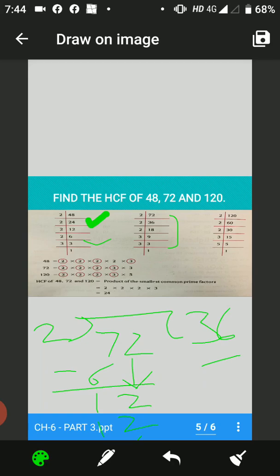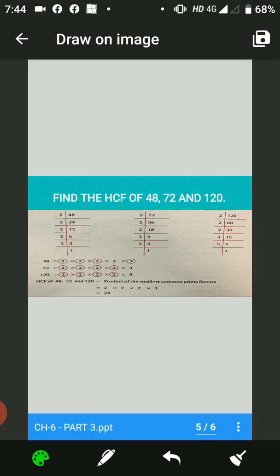Now you will see 36 comes in the 2 table. Yes, again you have to do the same method, and here will come 18. Now in the 2 table, 18 comes 9s are 18. So here comes 9. Now 9 comes in which table? 3. So you will write 3 here. 3 3s are 9. So here you write 3, and now 3 comes in the 3 table. So here comes 1. Clear? Now you will see 120.